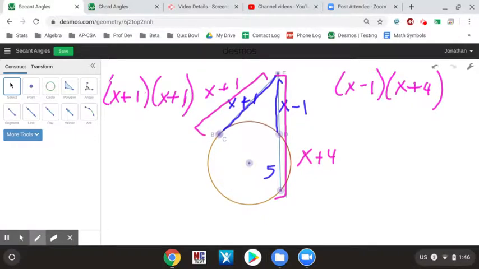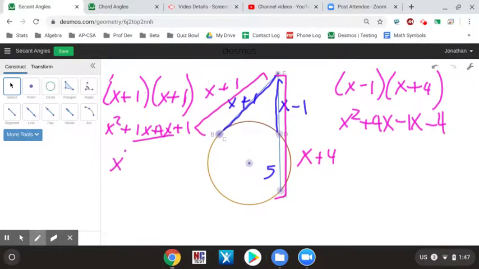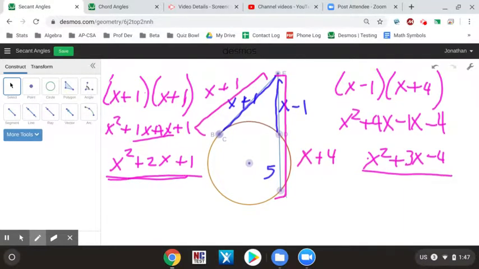So when I have that tangent line, since the nose equals the whole thing, I'm going to have the same parenthesis twice. Now that still needs to be multiplied out, so that's x squared plus x plus x plus 1. And on this side, this is x squared plus 4x minus 1x minus 4. And now I'll put some like terms together. That's supposed to be a 2x. So I have x squared plus 2x plus 1. On this side, x squared plus 3x minus 4. And then these two things are actually equal to each other.